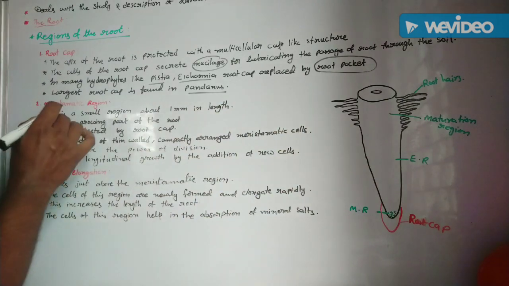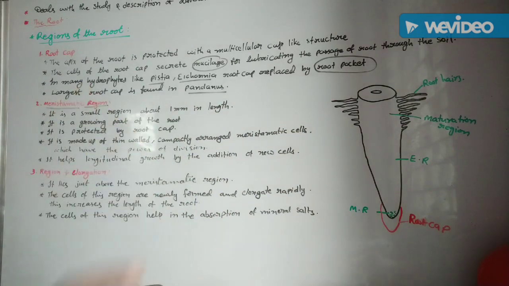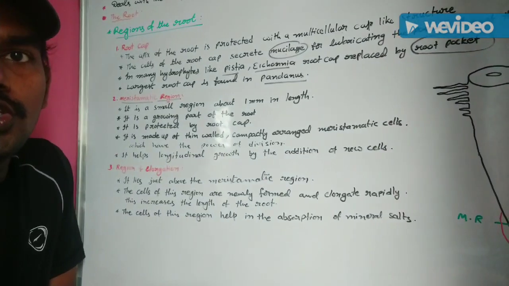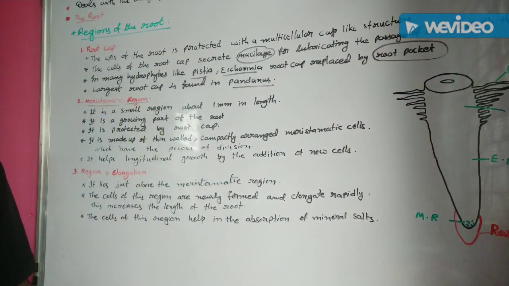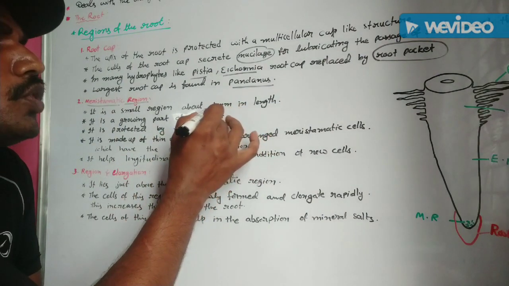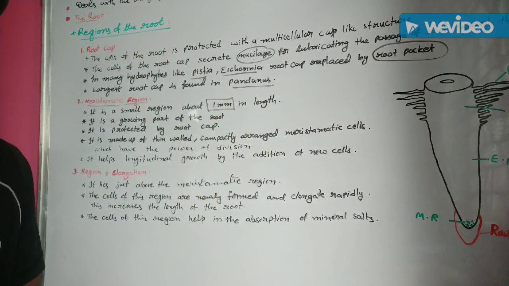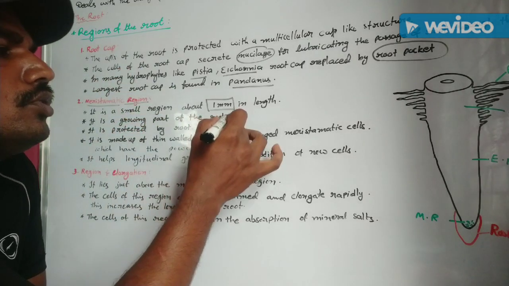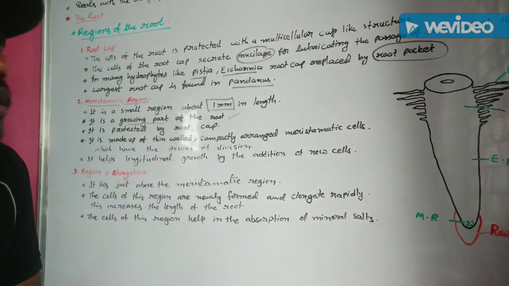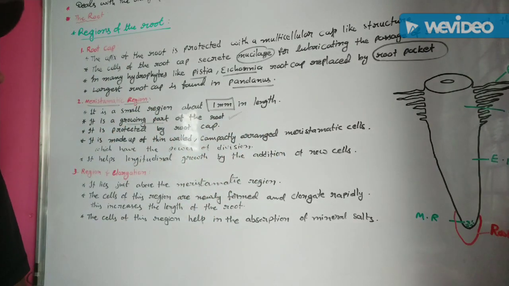Another one, meristematic region. It is the smallest region, about 1 millimeter in length only. It is the smallest region among the different regions in the root. It is a growing part of the root. It is very, very important because it consists of meristematic cells, division-energized cells.